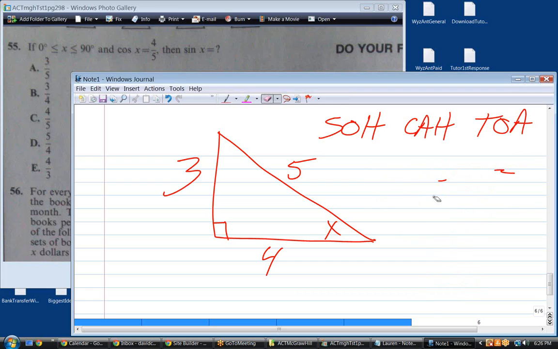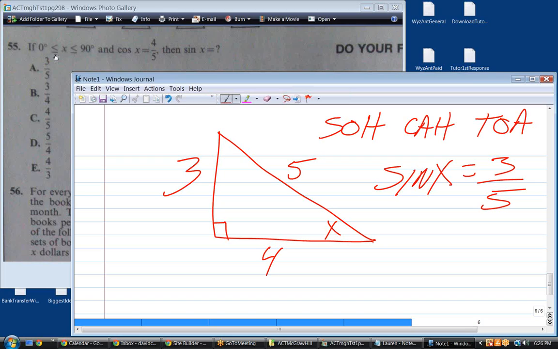Okay? Now that we have it dimensioned, the problem's easy. What's the sine of x? It's opposite over hypotenuse, so 3 over 5. And this information here merely tells us that it was in the first quadrant, which means all trig functions are positive.